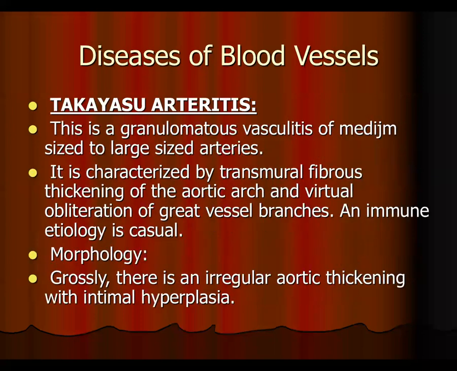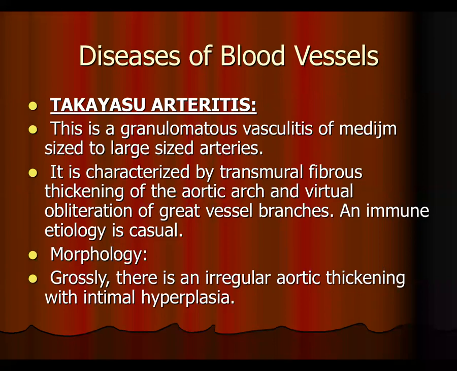Now another type is called Takayasu arteritis. It is a large blood vessel arteritis. This is a granulomatous vasculitis of the medium to large size arteries. It is characterized by transmural fibrous thickening of the aortic arch, and also virtual obliteration of some of the great blood vessels.